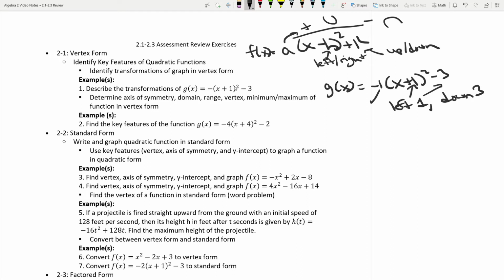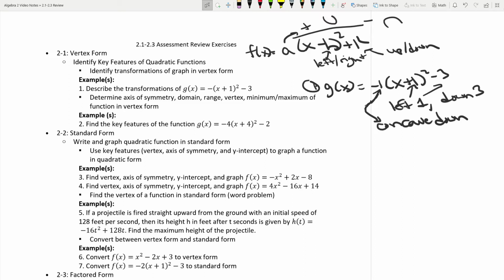And the minus in front means that the parabola is going down. So for number 1, we call this concave down. Concave down means that the parabola is going down. All right, so that's all we know about this.